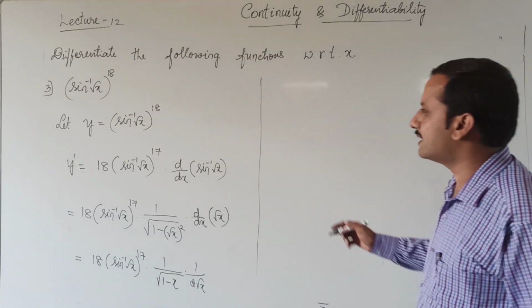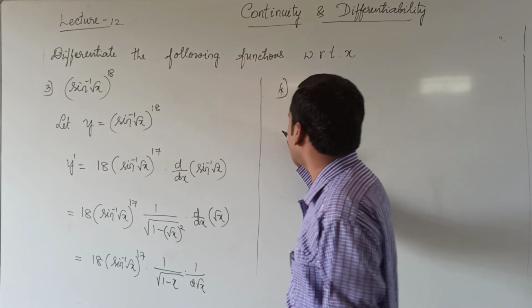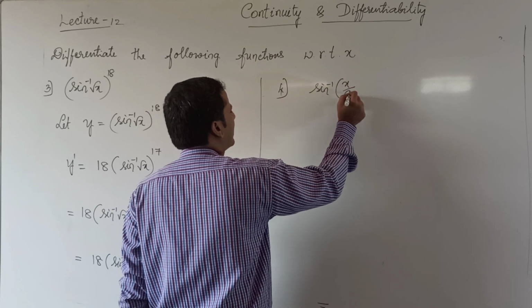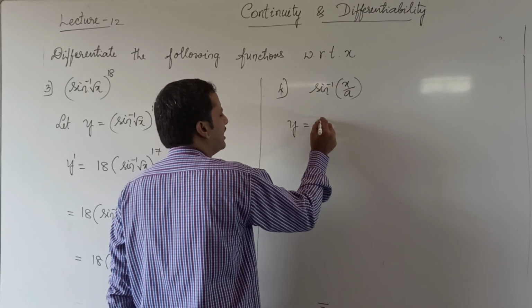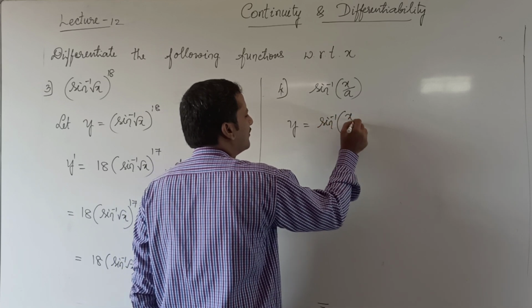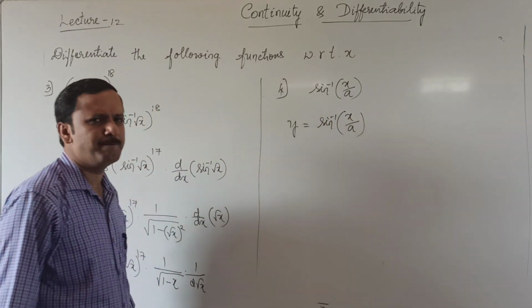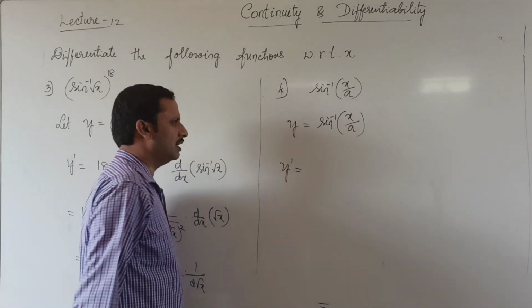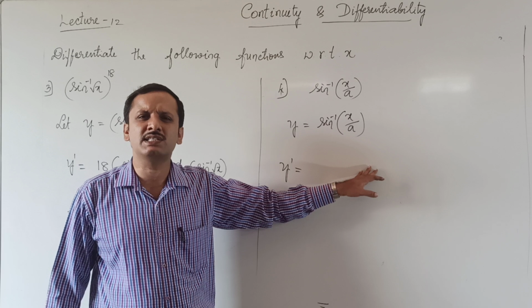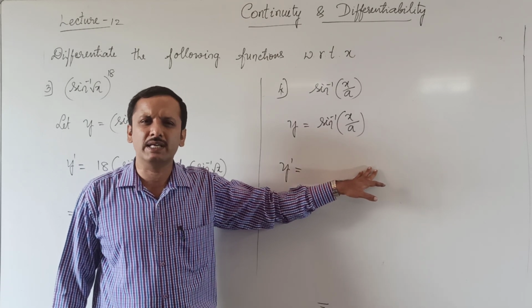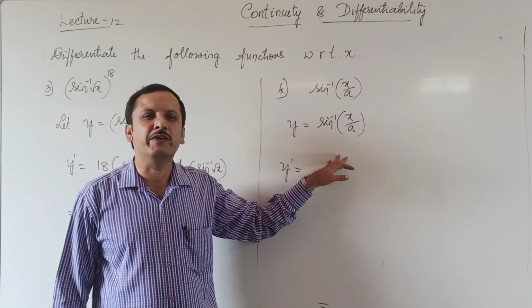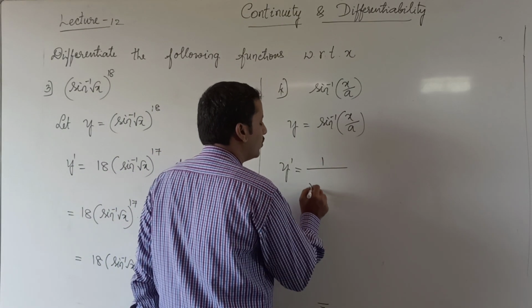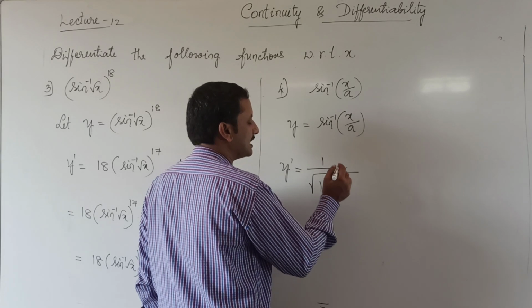Next, sine inverse of x by a. I got it as y, and y is equal to sine inverse of x by a. Now let us differentiate this. Y dash is equal to the derivative of sine inverse x, which is 1 by root of 1 minus x square. So the derivative of sine inverse of x by a is 1 by root of 1 minus x square.